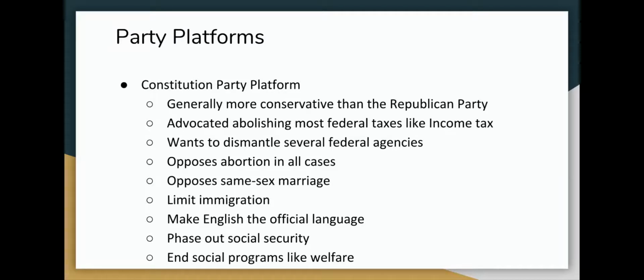The Constitution Party platform is generally more conservative than the Republican Party. They want to abolish most federal taxes, especially income tax. They oppose abortion in all cases, oppose same-sex marriage. They want to limit immigration, phase out Social Security, and end social welfare programs. So you can see there are a number of political parties, with the two major ones being the Democratic Party and the Republican Party, with various third parties out there.